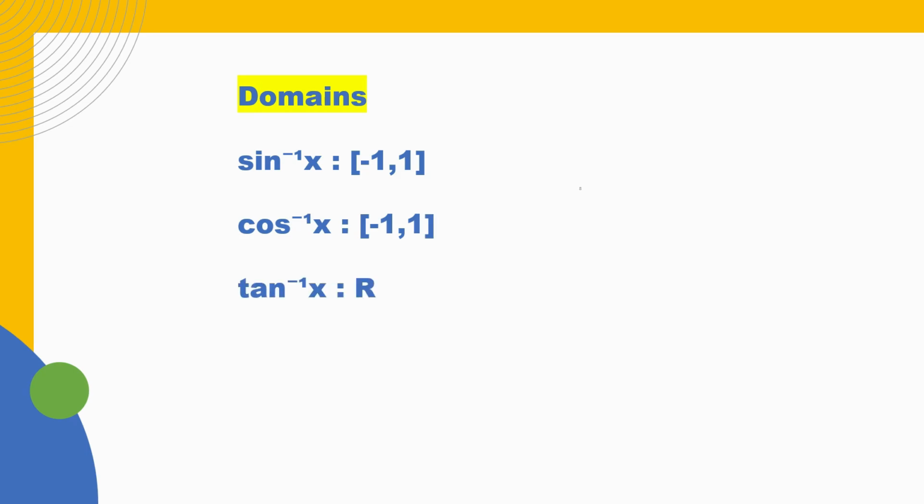Now, the domains of inverse trigonometric functions. Did you notice something interesting here? The domain of inverse sine and inverse cosine is from -1 to 1. And why is it so? Because sine and cosine themselves never produce values outside that interval. You can never have a sine value equal to 2 or a cosine value equal to -5. That's impossible. So inverse sine and inverse cosine cannot accept such inputs.